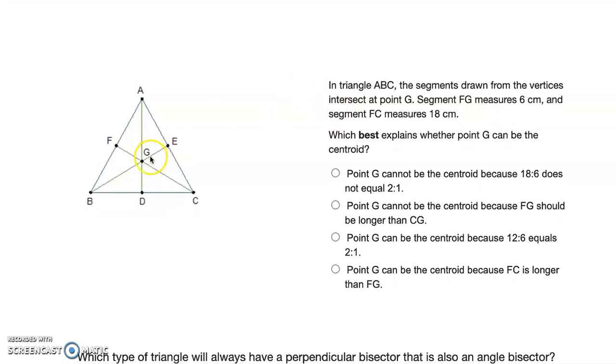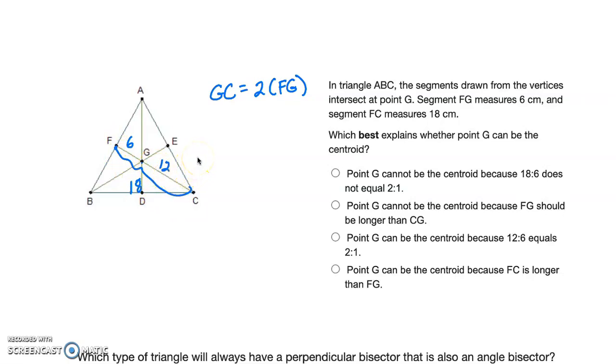In this case, we have a triangle ABC, and we have segments that are drawn and they intersect at this point G. We know FG is equal to 6, and we know FC, the whole thing, is equal to 18. So which best explains whether point G can be a centroid? Now remember, if this is the centroid, then GC is equal to 2 times FG, because from the vertex to the centroid is twice the length as from the centroid to the opposite side. Well, how far is GC? We know the whole thing is 18, so GC must be 12.